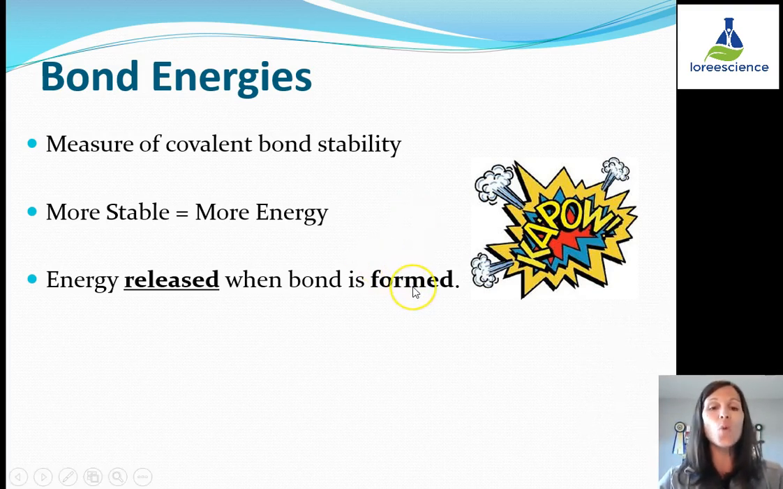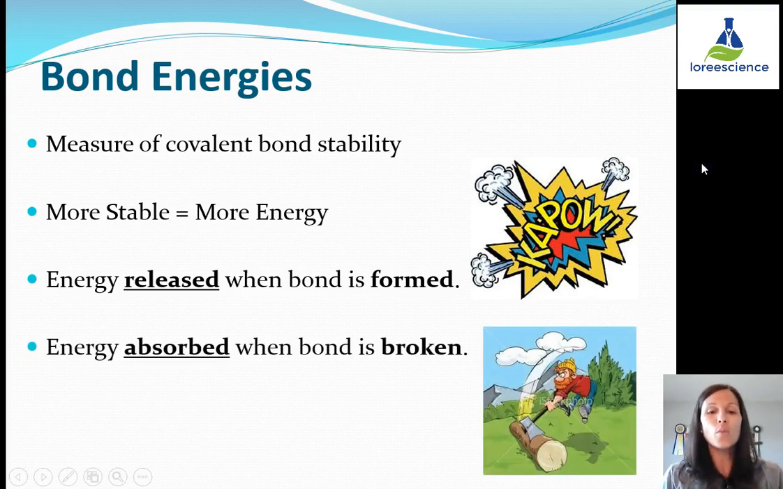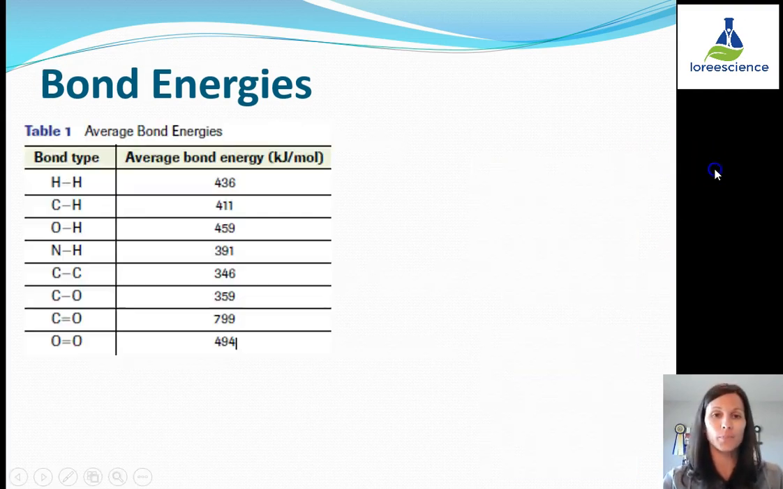So when we form a bond, we have a release of energy, because when we form that bond, it is more stable. So some of that energy is released that was kind of keeping those things stable. However, when we break a bond, there is a net absorption of energy, because there has to be energy put in to destabilize that bond to allow it to be broken.